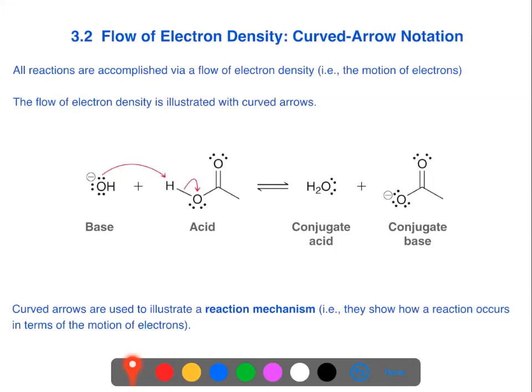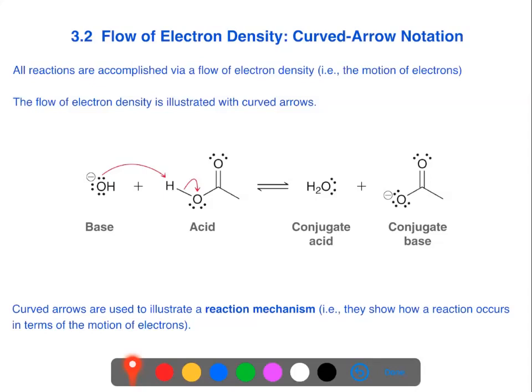And as well, the head of the curved arrow is always going to be pointing in the direction of where the electrons are flowing to, where they are being shared with another atom. So in this way, curved arrows are used to illustrate what we call a reaction mechanism. They basically show how a reaction occurs in terms of the motion of electrons.